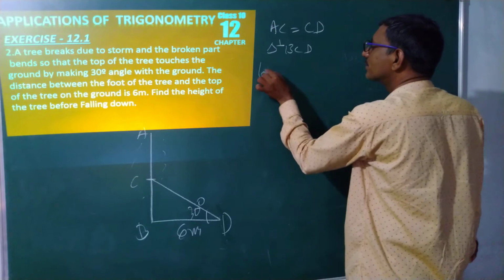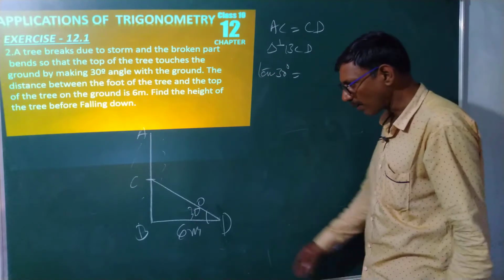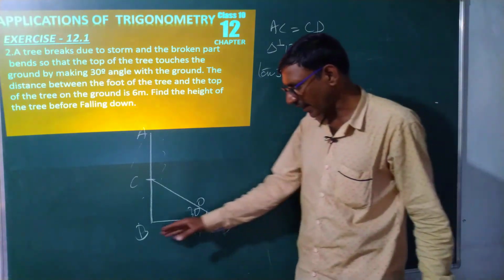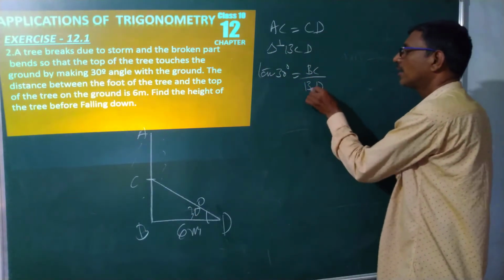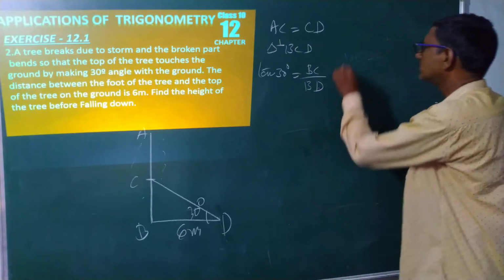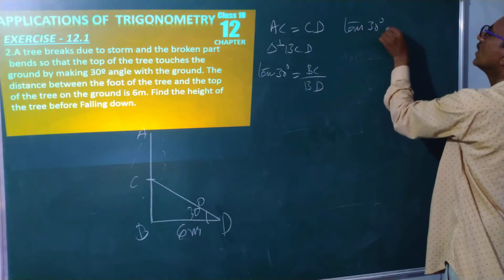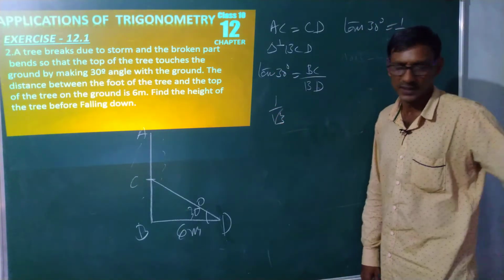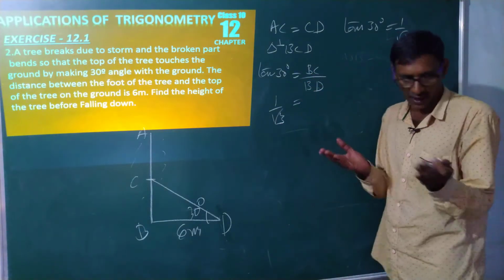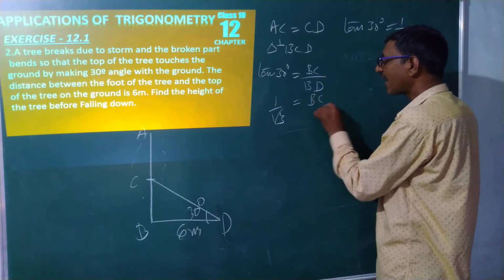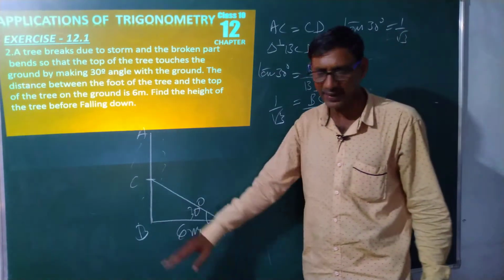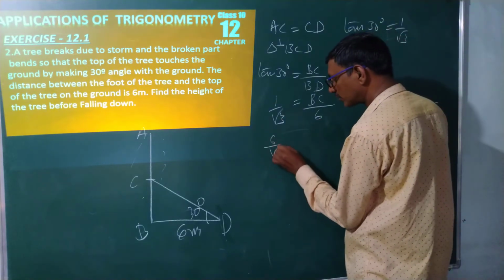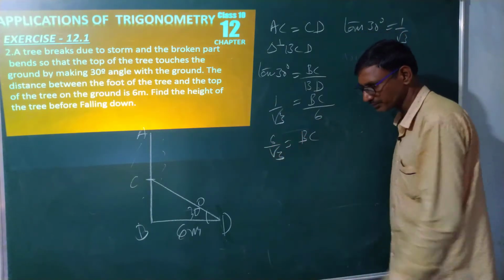So tan 30 degrees is equal to the opposite side BC by the adjacent side BD. But I know the tan 30 degrees value, I would like to write it down here: 1 by root 3. This is equal to, what is my BC? I don't know, I would like to leave it as this. And BD is given as 6 meters. Dividing on both sides, 6 by root 3 is equal to BC.